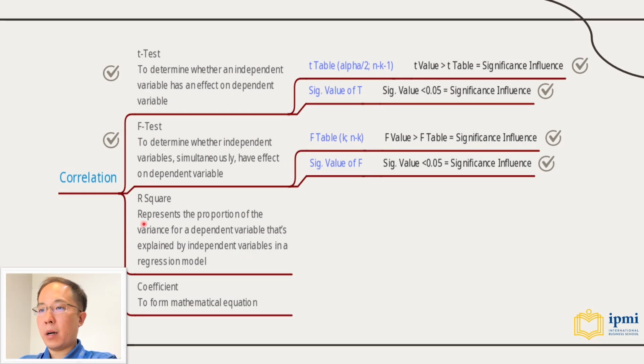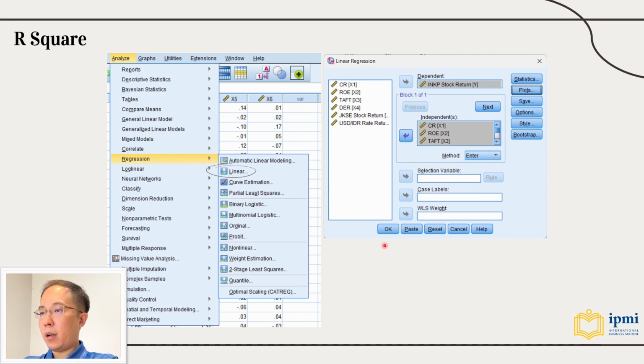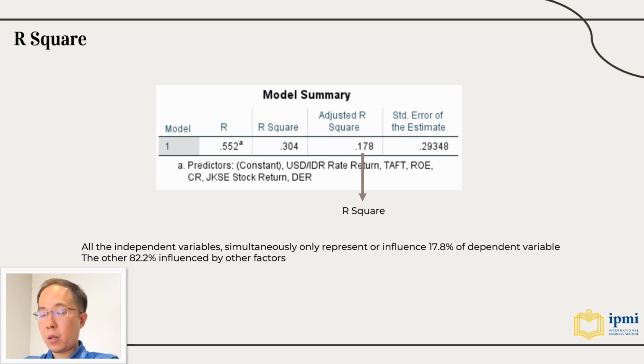The next correlation would be the R square. The R square represents the proportion of the variance for the dependent variable that is explained by the independent variables in a regression model. The R square takes the same steps in the SPSS software, and then you can click OK. The model summary will appear like in this table. You focus on the adjusted R square of 0.178, which is 17.8%. It means all the independent variables simultaneously together only represent 17.8% of the dependent variable. The other 82.2% is influenced by other factors.